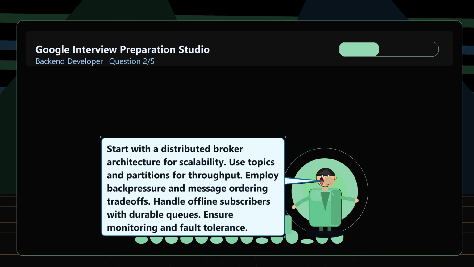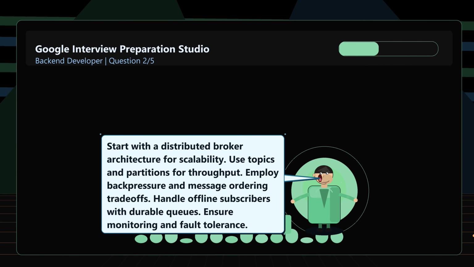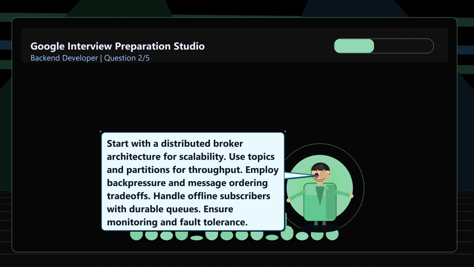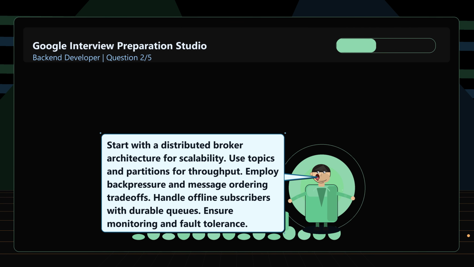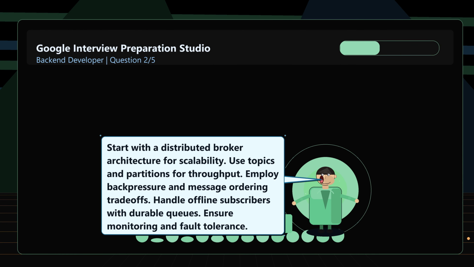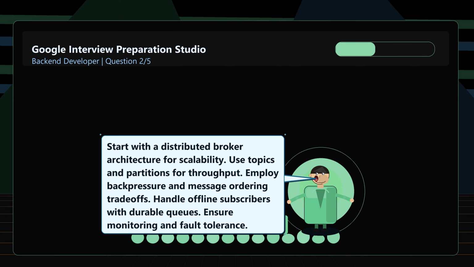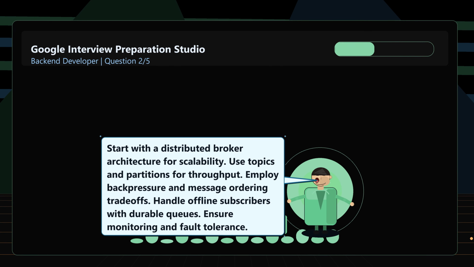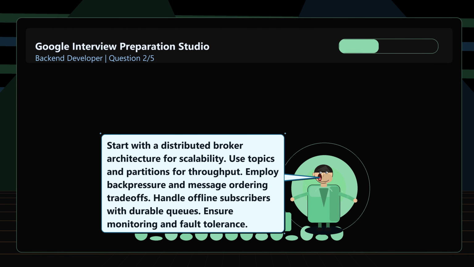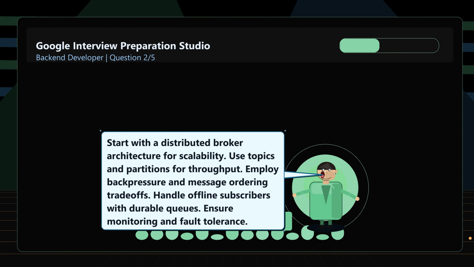The system should organize messages into topics and partitions for parallelism and throughput. Trade-offs include balancing message ordering guarantees and latency. For edge cases like offline subscribers, I'd use durable queues and retries to ensure message delivery. Monitoring metrics and fault tolerance mechanisms are crucial to maintain system reliability and performance under heavy load.